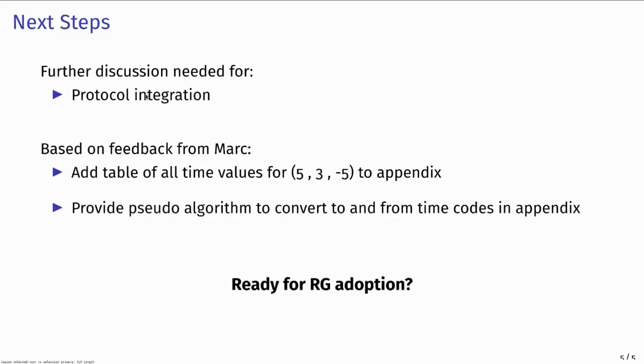The next steps for this draft are to further discuss this protocol integration. We didn't get much feedback yet, but I hope that people have more ideas on what would be the best way to integrate these code points or the compression into the CCNX. And then we have received a lot of feedback from Mark regarding how to improve the draft itself. He recommended that we put all time values we can represent with this configuration into the appendix as a huge table, and also provide a pseudo algorithm for how to convert from time in seconds to the compressed time and backwards. All in all, it's actually a very simple draft. It's not that long. And the question would be, are we ready to adopt this as a research group item or not?